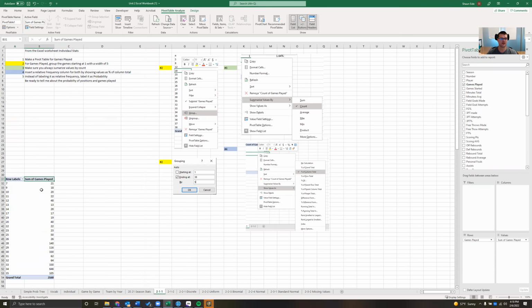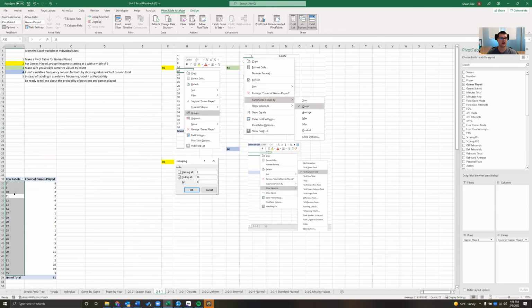And then notice it says sum. We don't want it to say sum, so we're going to change it, show values, or summarize values as count. And so now we are going to do starting at 1 with a width of 5. So we're going to right click on this and it shows you what to do. And right click, group, starting at 1 with a width of 5.